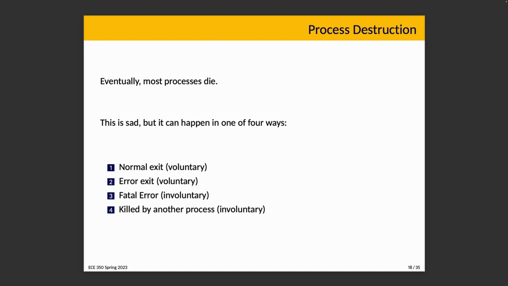When your program reaches the end of its execution and you call exit with 0 at the end of its execution, that's a normal voluntary exit. You are choosing to exit, and by exiting with a return code of 0, you are saying this is a normal exit. Everything is fine.